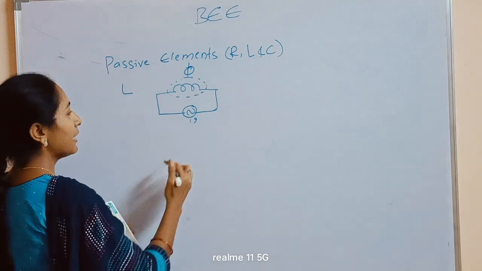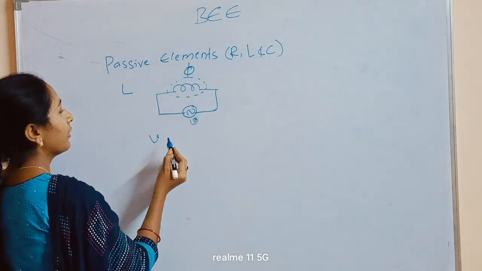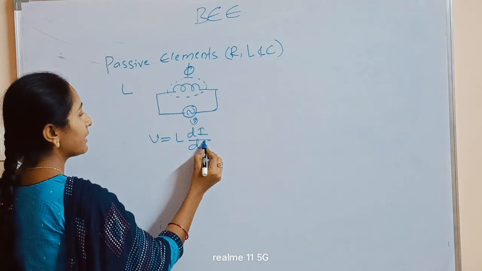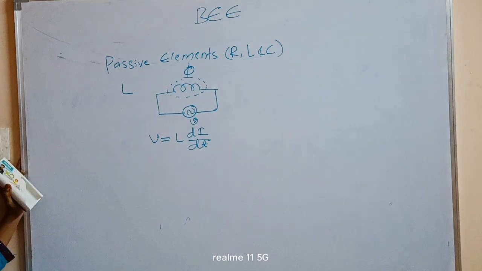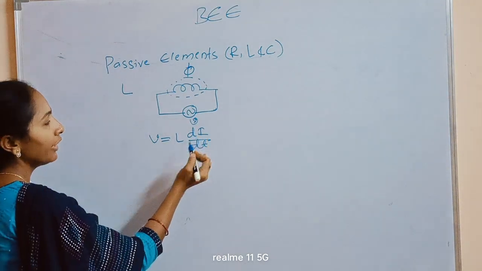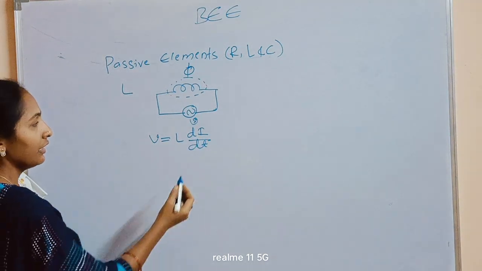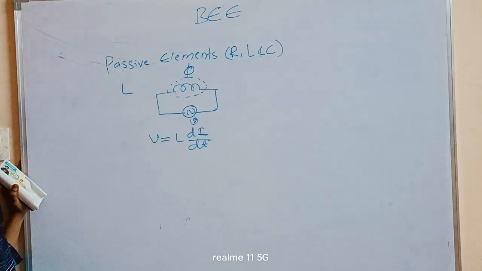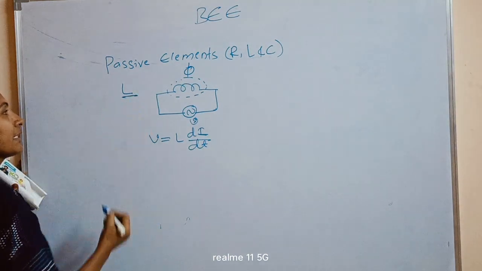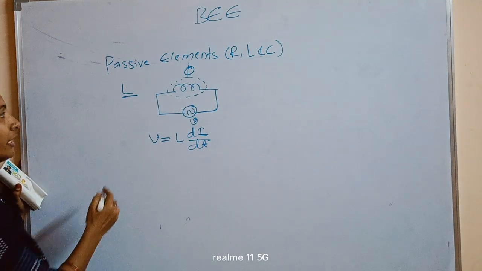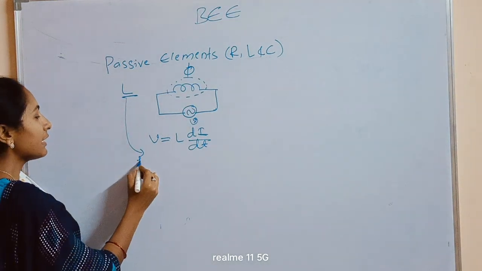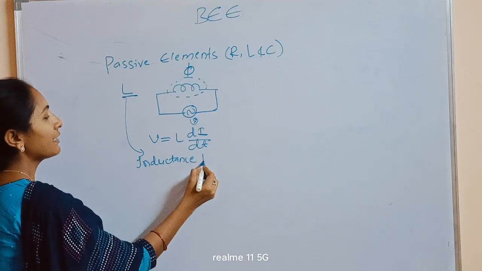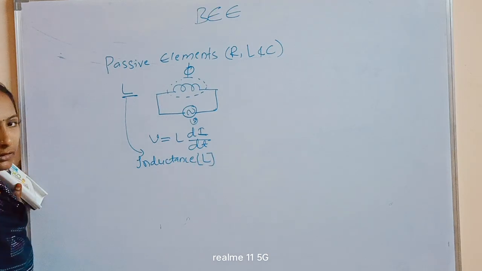Now this V equals L into di by dt. According to Faraday's laws, we can write V equal to L into di by dt, where I is nothing but the current, and di by dt is the change in current. So the inductor is an element, and it has one property, that is inductance. It is also denoted with the letter L.